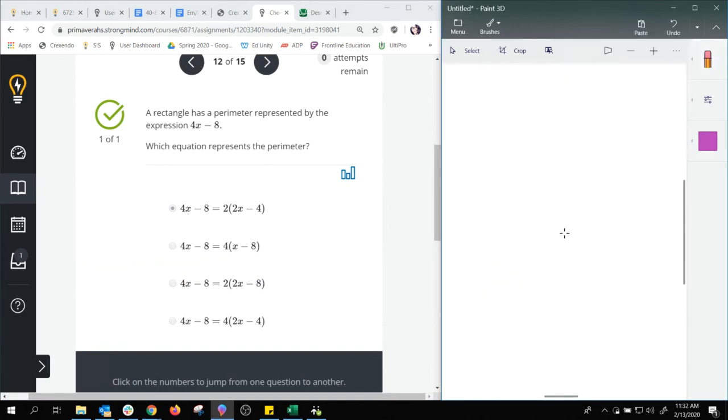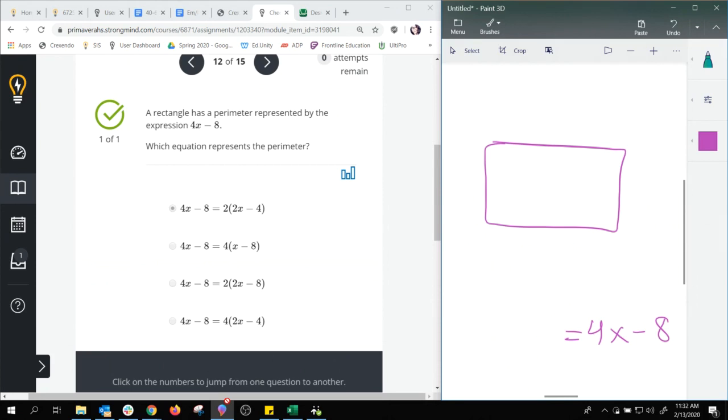A rectangle has a perimeter that's represented by 4x minus 8. Which expression represents the perimeter? All right, so I have yet another rectangle, and when I add all 4 of these sides up, I'm going to get 4x minus 8.